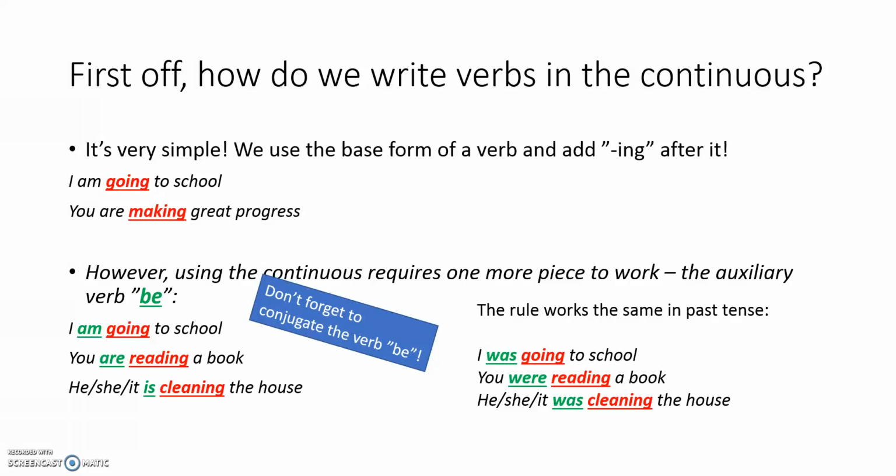Luckily, this rule works the same in past tense. So instead of am, are, and is, you would say was or were. So I was, you were, he, she, it was. And the verbs all keep the ing ending.